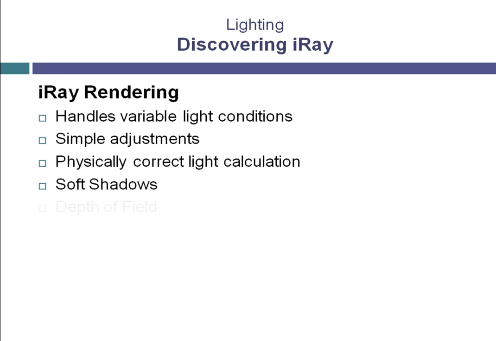Depth of field is also a byproduct of this type of rendering. So if you use a camera with depth of field enabled, there are no adjustments that you need to make other than the camera settings. Like shadows, depth of field is rendered with a very high level of accuracy.